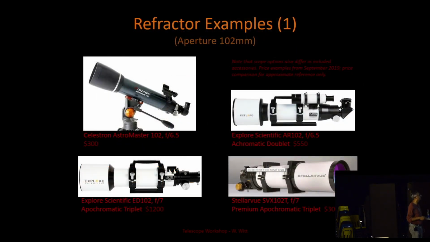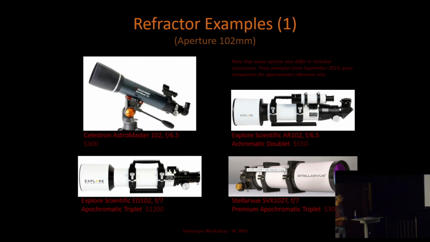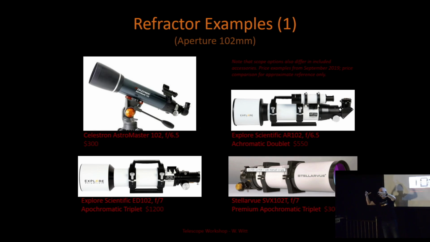So this is a $300 thing. These are all 100 millimeter scopes, right? So they're all the same aperture. This one is $300. That one is $550. This one is $1,200, and that one is $3,000. Okay. So this is meant to show that there's a big range, right?